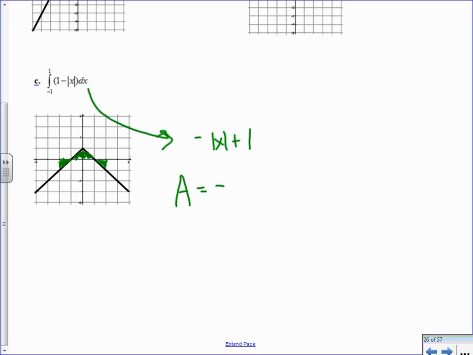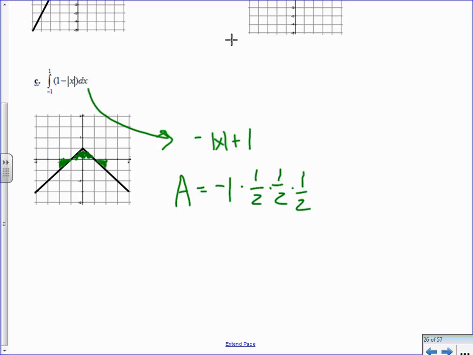Now they're negative, so I'm going to do negative 1 times a half. And the base of each one is what? Is 1/2, I think? Yeah, times 1/2. And the height of each one is 1/2.